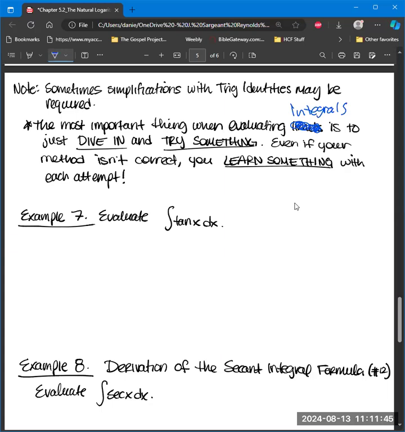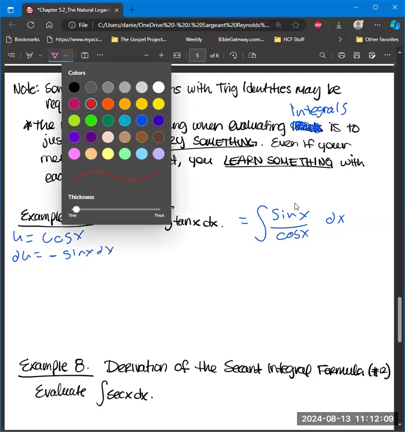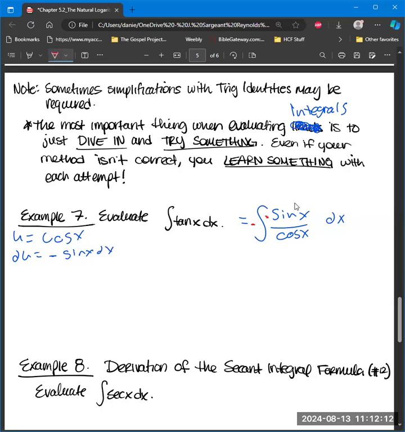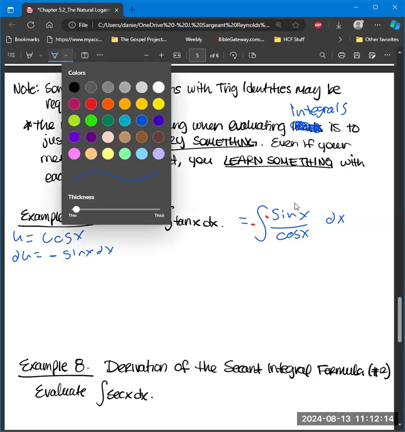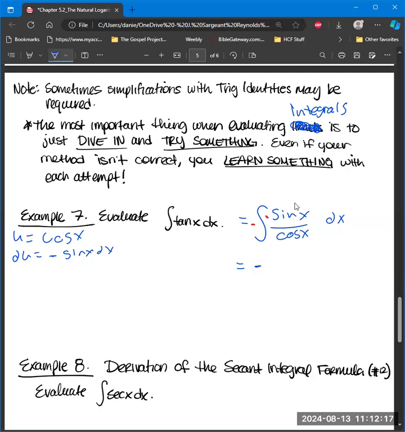So let's evaluate tangent x, and let's do that using a quotient identity from pre-calculus. The tangent is sine over cosine. And then we can make our denominator u. So that makes our du equal to a negative sine x dx. So we need to have a negative and a negative there. So that's going to give me a negative ln of the absolute value of cosine plus c.